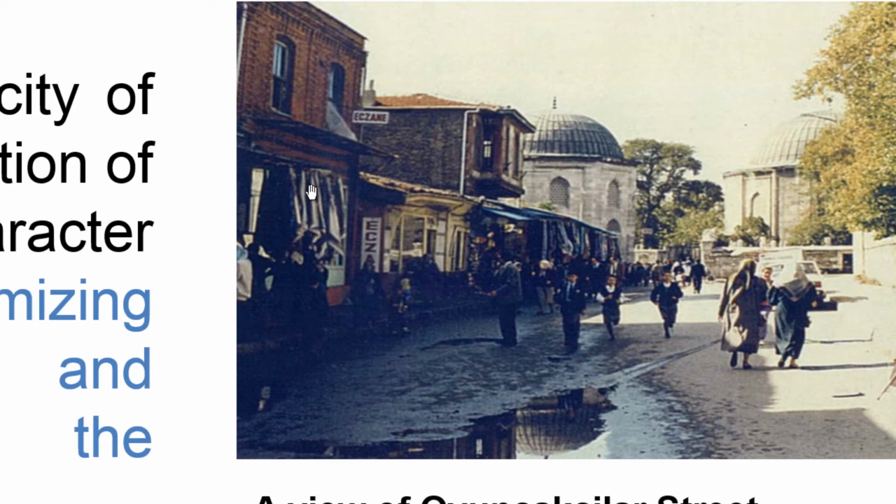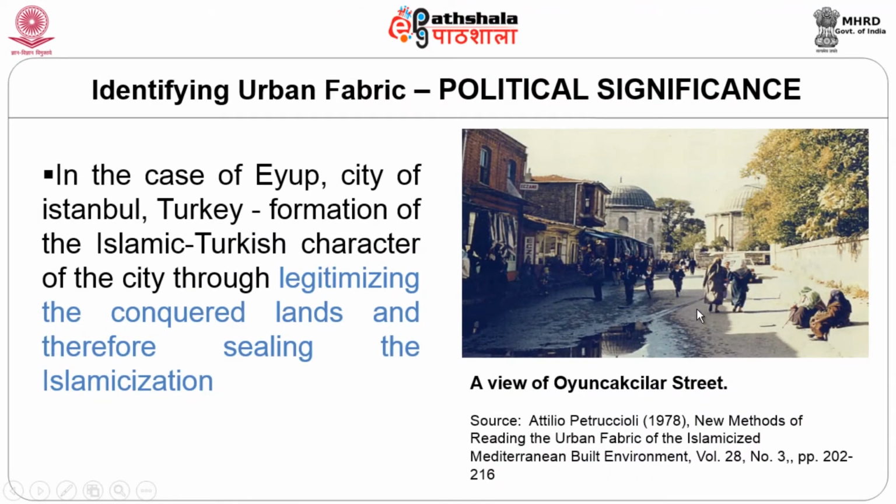So this actually creates a sort of Turkish character to the place, and this creates a political significance. It highlights that the lands were once conquered, and then it was legitimized and given Islamic recognition. So even the political significance of a place helps in identifying the urban fabric.